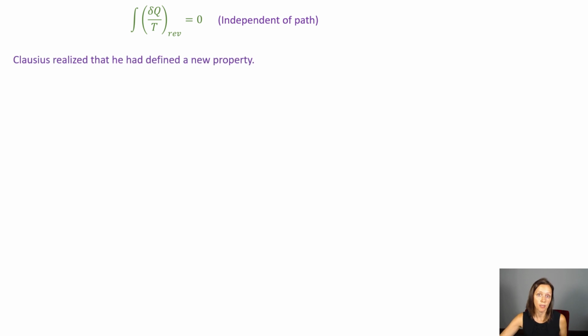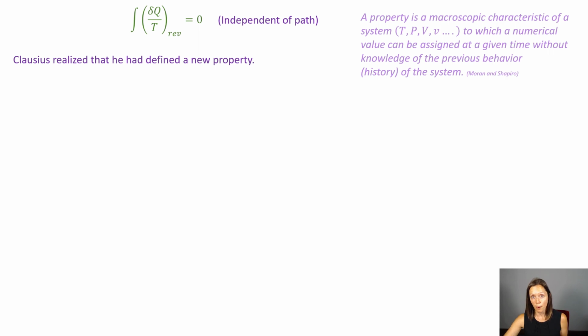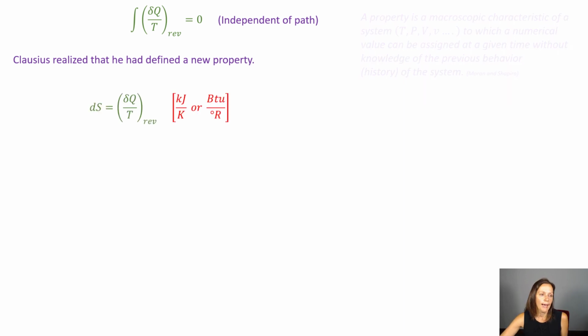And Clausius realized he had a new property, which is awesome, because a property is independent of the path. It doesn't matter how you got there. It's just a function of the state itself. So he took this differential amount of Q over T for a reversible process and said that this was equal to dS, S being entropy. And if he took the integral of dS, that's delta S. There's our change in entropy.